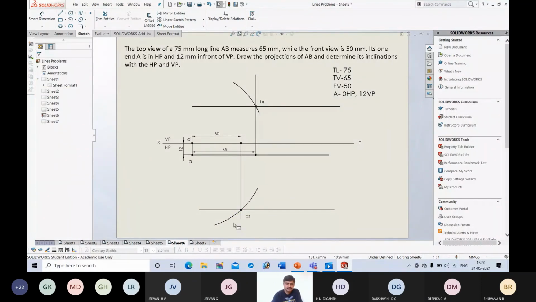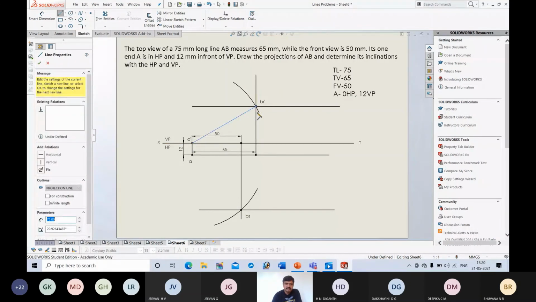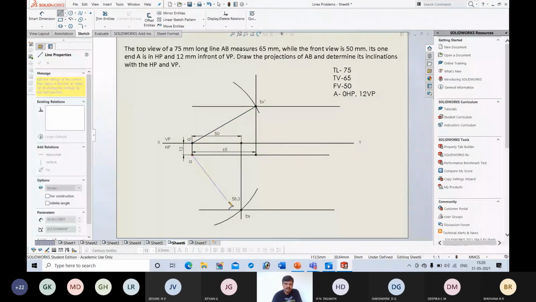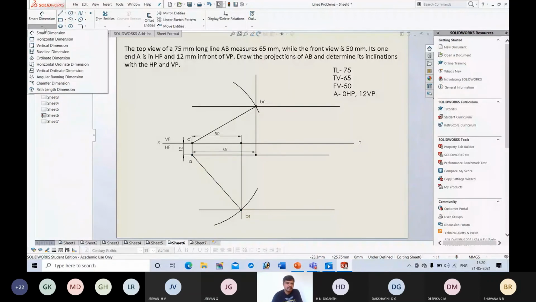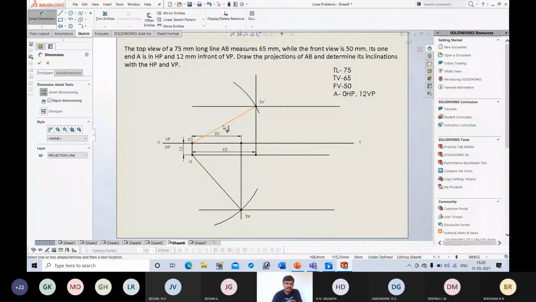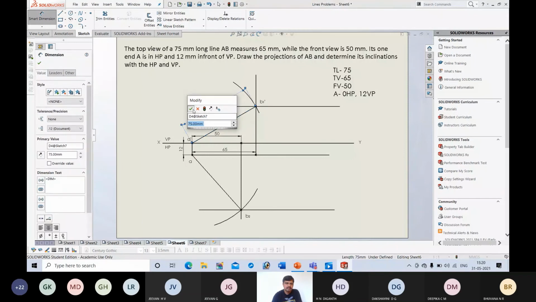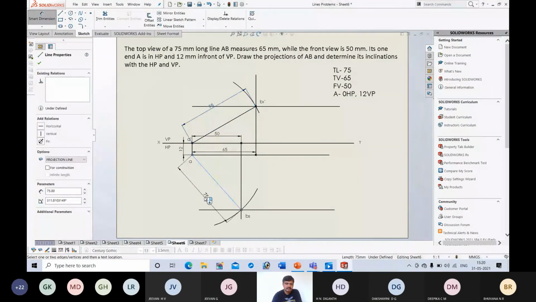Okay. So now I can connect A dash to B1 dash. This is the true length line. Next, I can connect A to B2. This is another true length line. Okay, so I can dimension it. So you also should do dimensioning. 75. This is also 75.